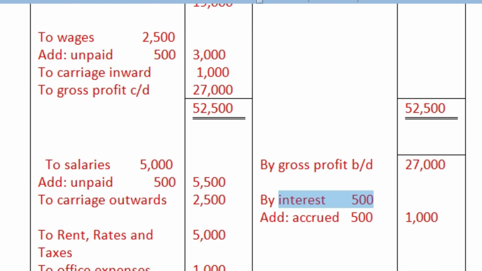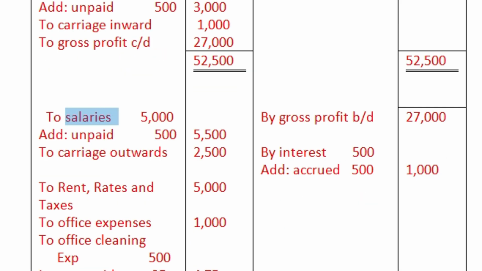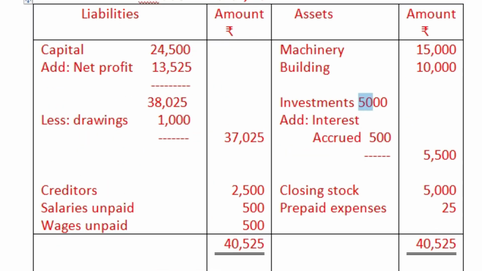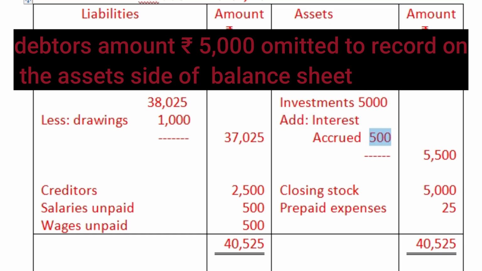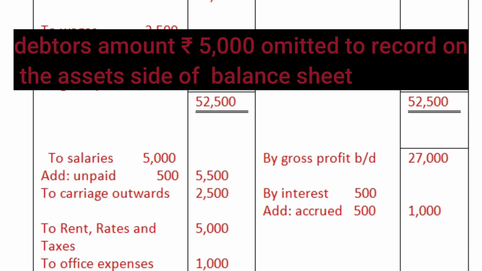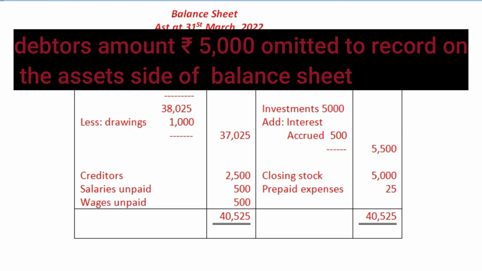Here, interest income is on the credit side, and expenses on the debit side: salary paid, carriage outward paid, rent, rates, taxes paid, office expenses, office cleaning expenses. In the balance sheet, the principal amount goes along with interest due, but in the profit and loss account, only interest, income and expenses are recorded. This is how the trading account, profit and loss account and balance sheet are prepared.